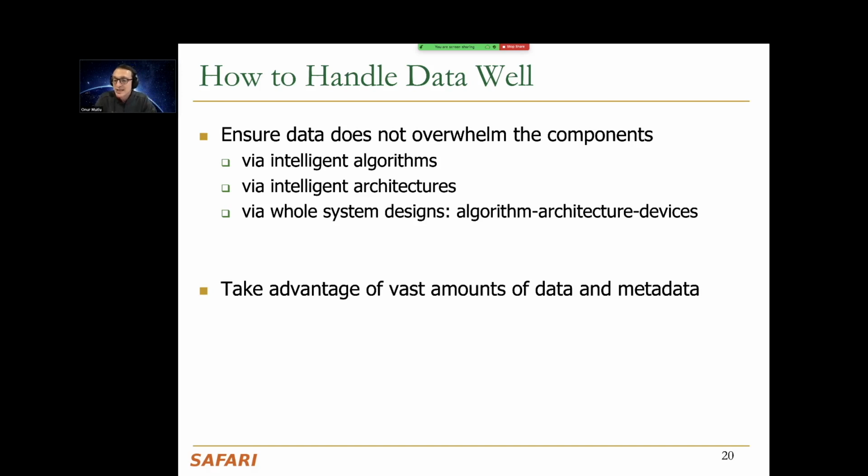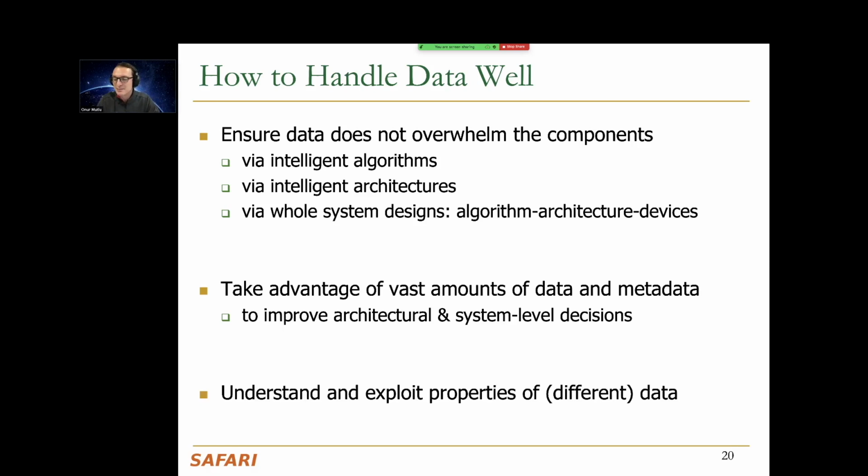Second, I believe we need to take advantage of vast amounts of data and metadata that we see in our systems to make our decisions better. There are a lot of components in our system, controllers, schedulers, etc. They make architectural and system level decisions, and they don't learn from the actions that they've done in the past. But they could easily learn if they actually take advantage of the data and metadata, and they actually have a learning algorithm built into them. So I'm going to hopefully talk about this briefly.